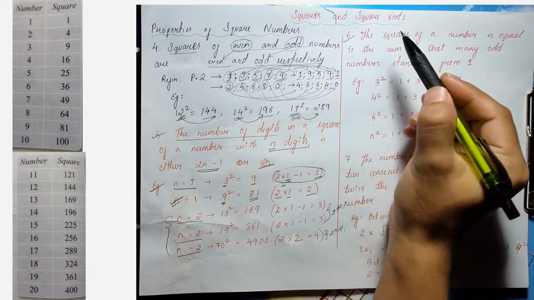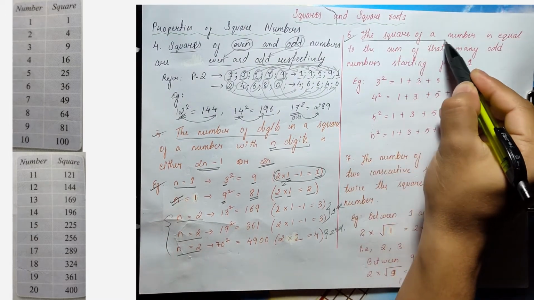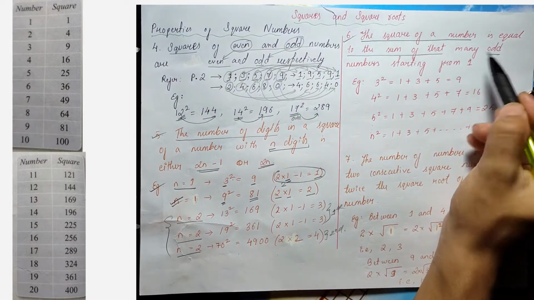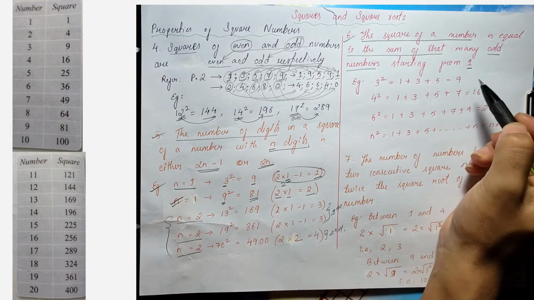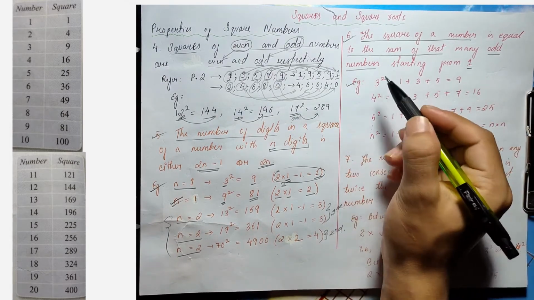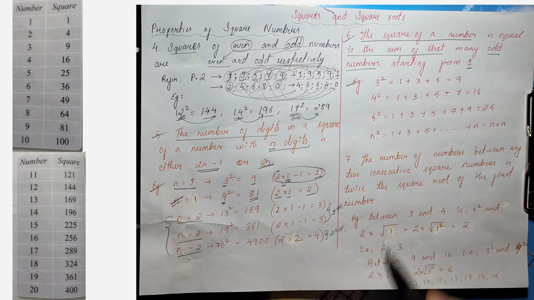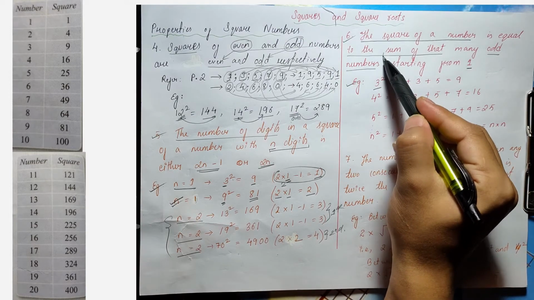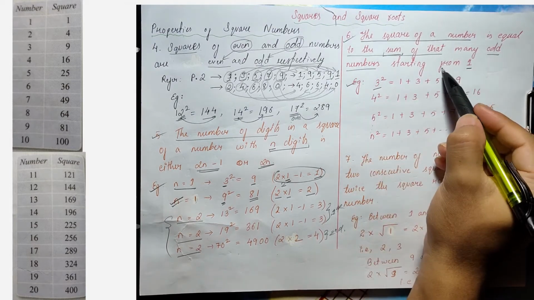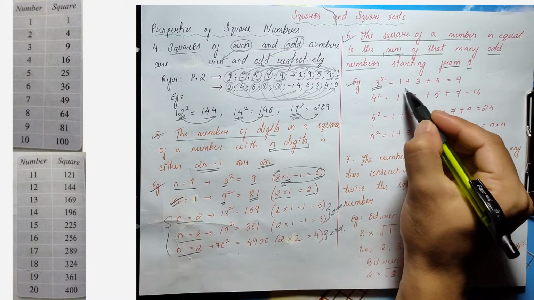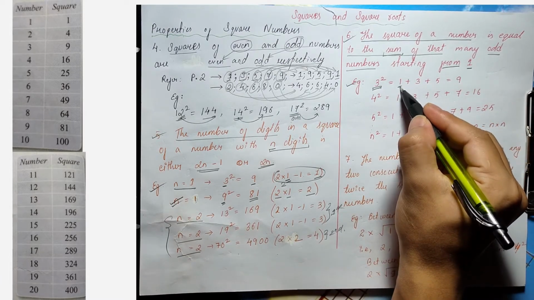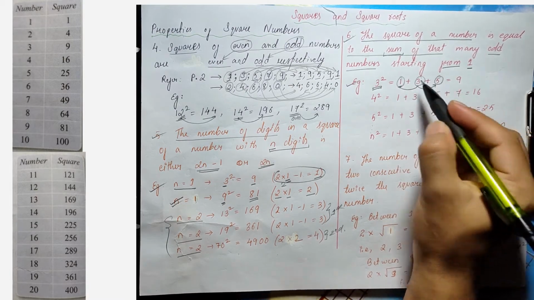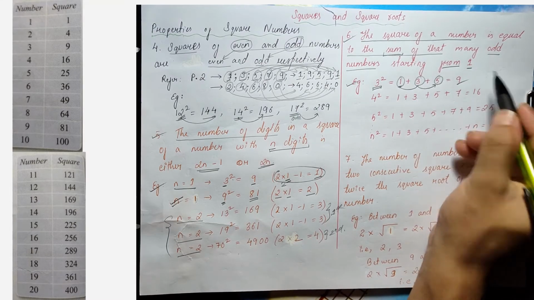Let us now discuss the sixth property. The square of a number is equal to the sum of that many odd numbers starting from 1. Let us understand this with the help of an example. So 3 square: we'll have to add that many odd numbers starting from 1. So how many? 3 odd numbers starting from 1. We know the odd numbers are 1, 3 and 5.